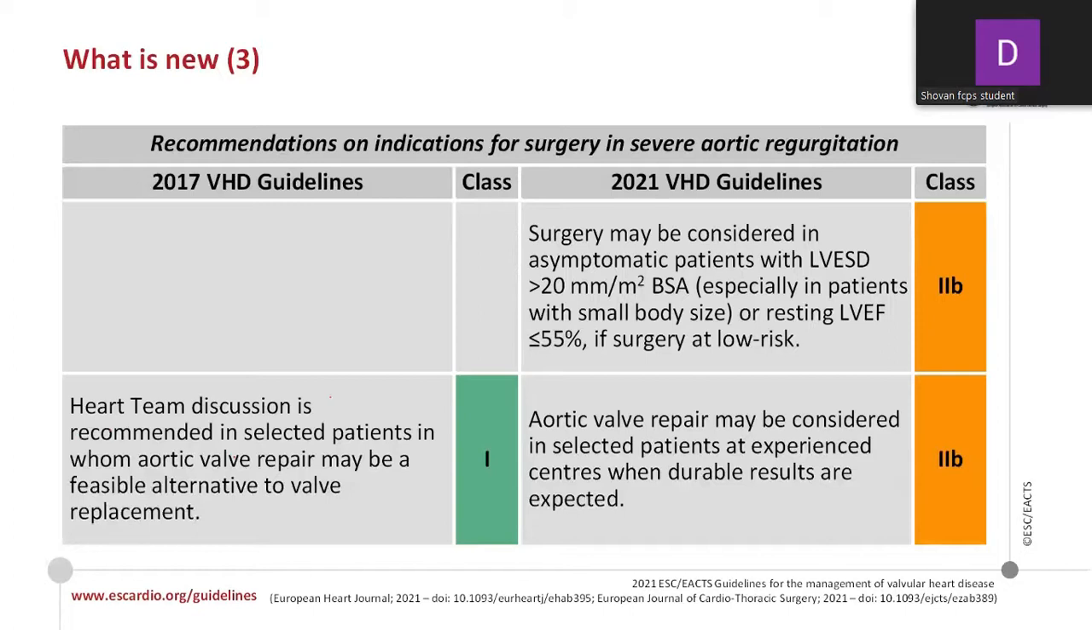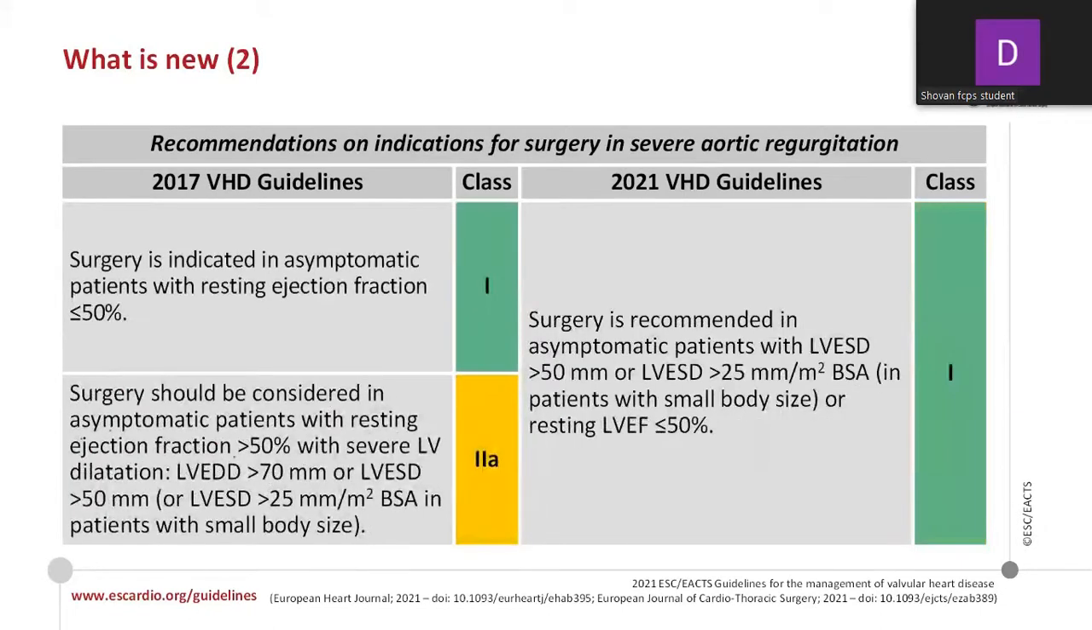Previously in the severe aortic regurgitation guideline, the heart team discussion is recommended in selected patients in whom aortic valve repair may be a feasible alternative to valve replacement. Now, aortic valve repair may be considered in patients at an experienced center. This is a class 2B indication.